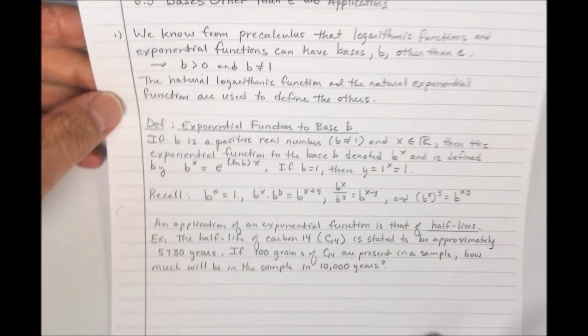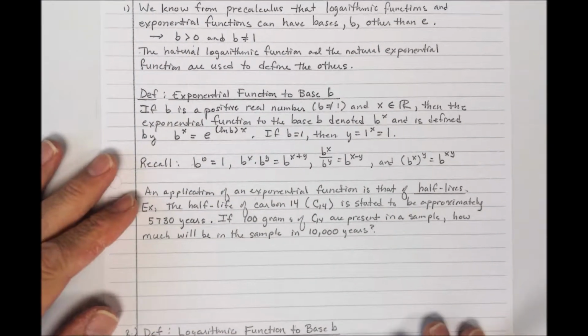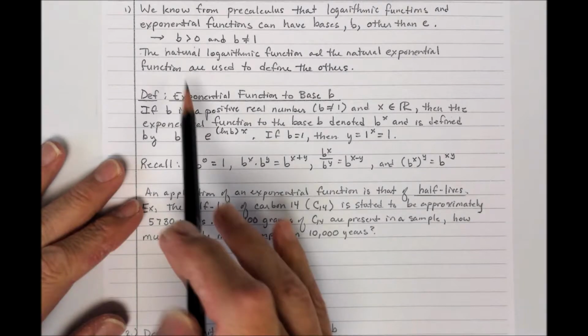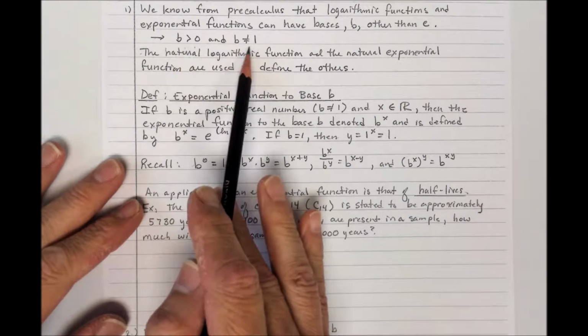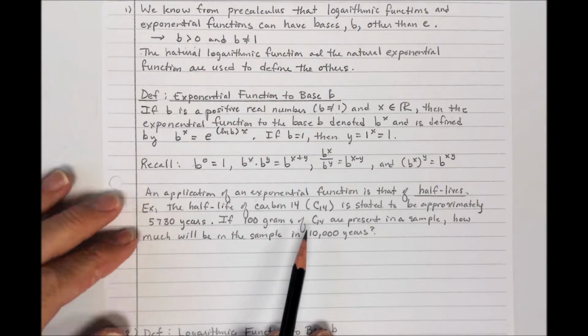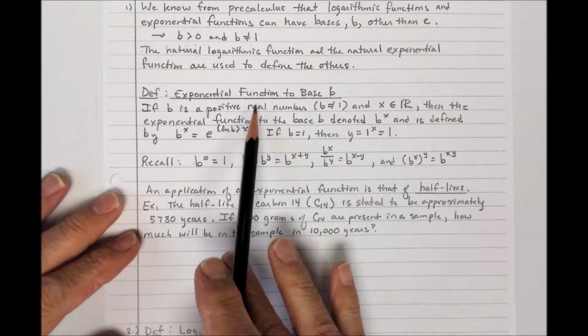Now remember that for logarithmic functions, the base has to be greater than 0 and it can't be equal to 1. For example, base 10 logarithms we normally call common logarithms. But let's get to exponential functions first.